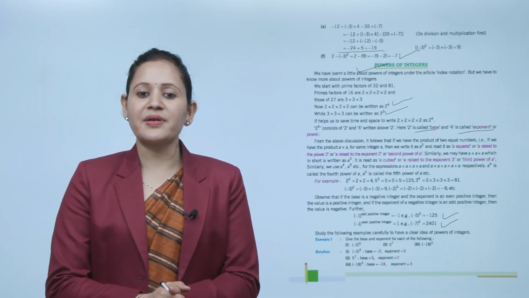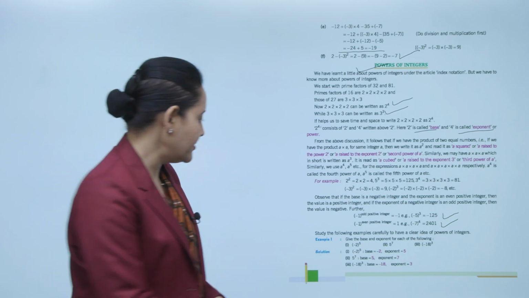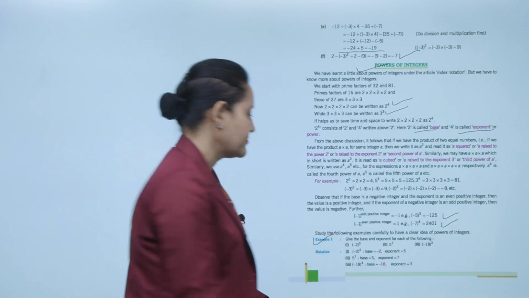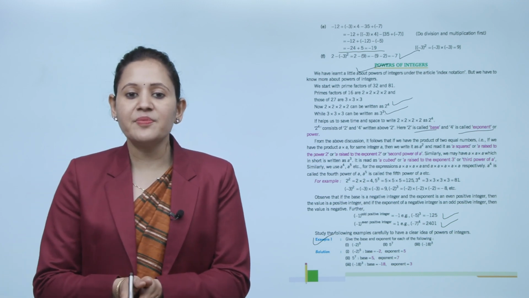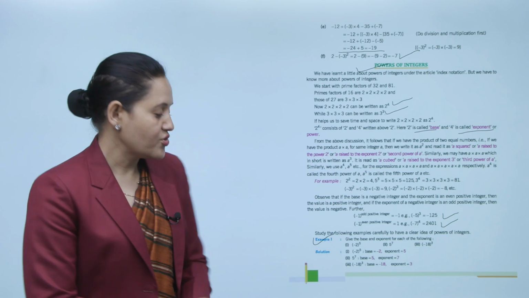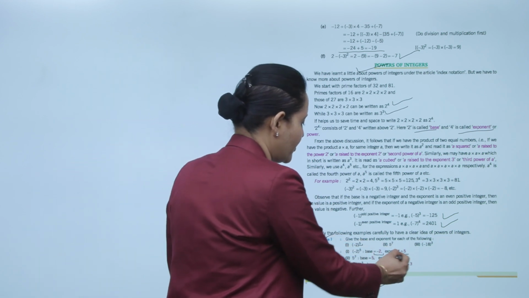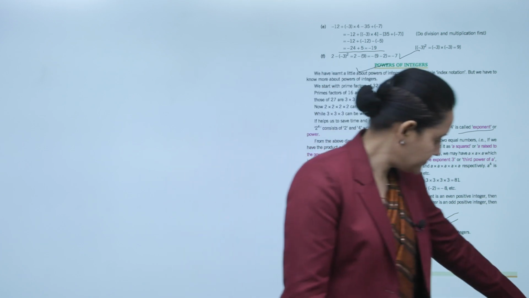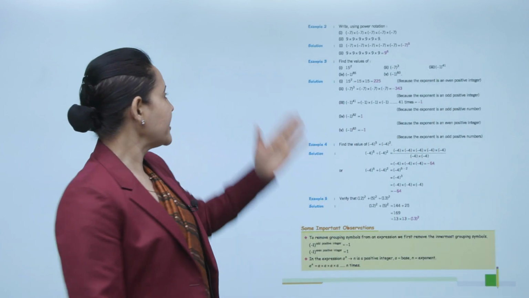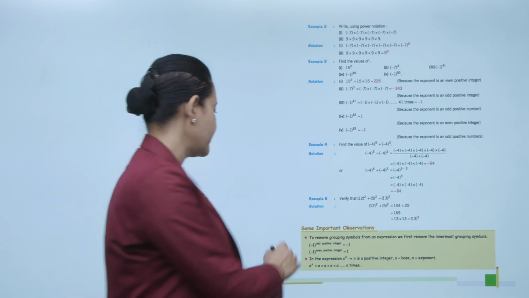Study the following example carefully to have a clear idea of the power of integers. We'll take an example. Give the base and exponent for each of the following. Minus 2 to power 5. So here the base is minus 2 and the exponent or power is 5. Clear? Practice all these examples.